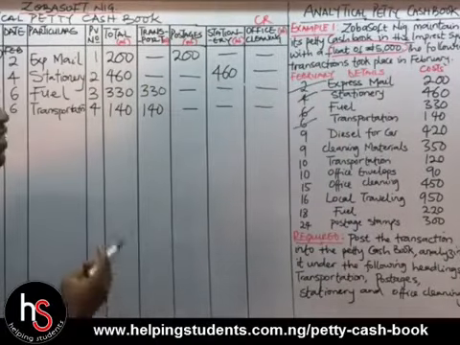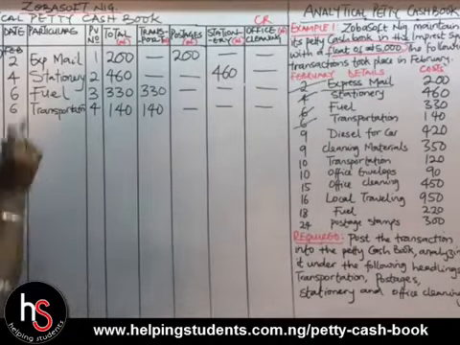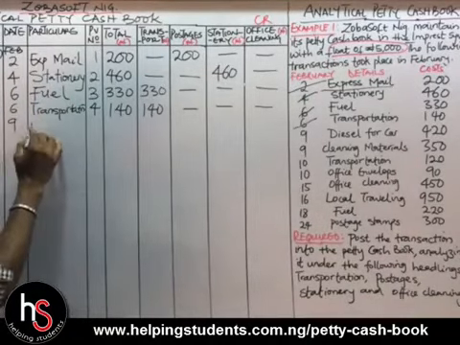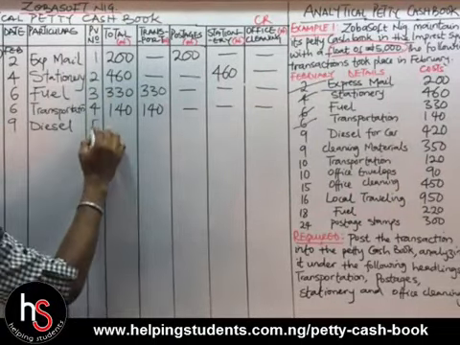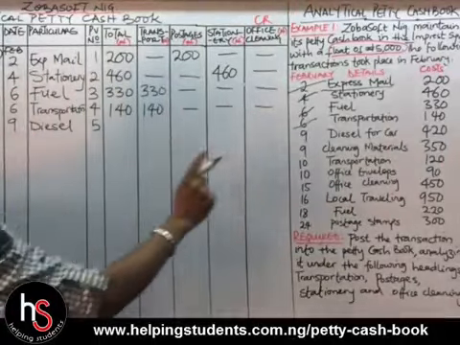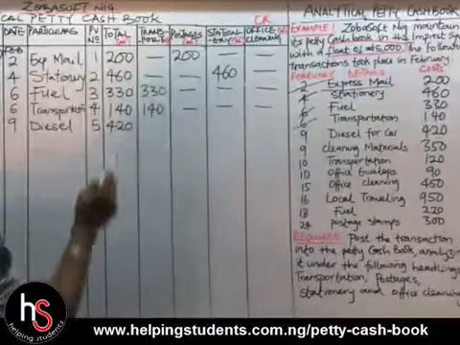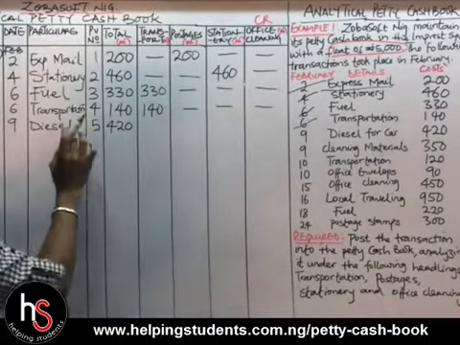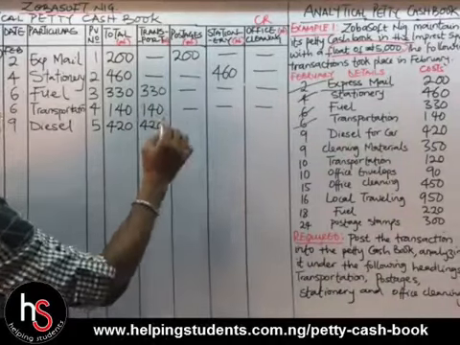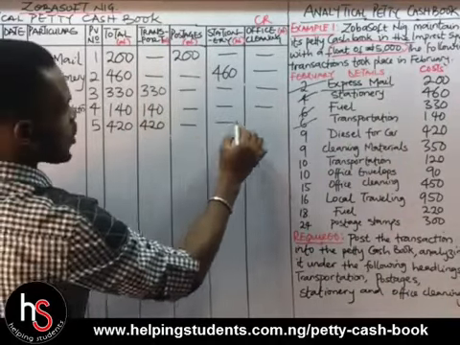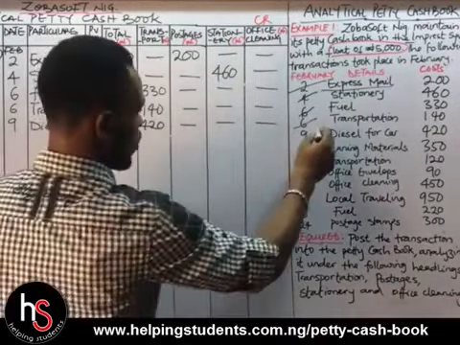The next one says diesel for car, 420 naira on the 9th. So, February 9th, we have diesel. PV number will be 5. Total, how much is the total for this diesel? 420. Transportation, yes. Diesel has a relationship with what? Transportation. So we have 420. Postages, no. Stationery, no. Office cleaning, no entry. Okay? We are done with this.